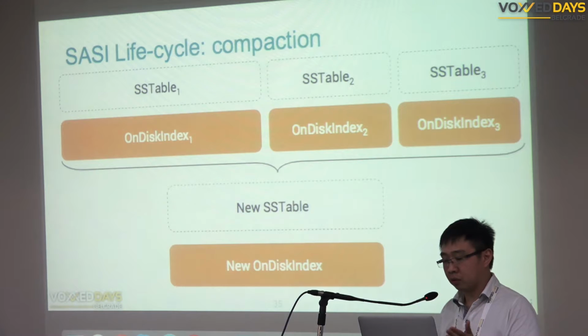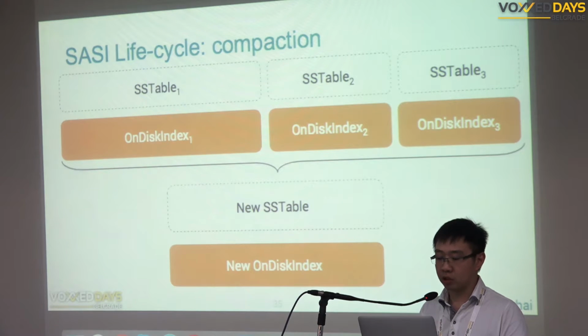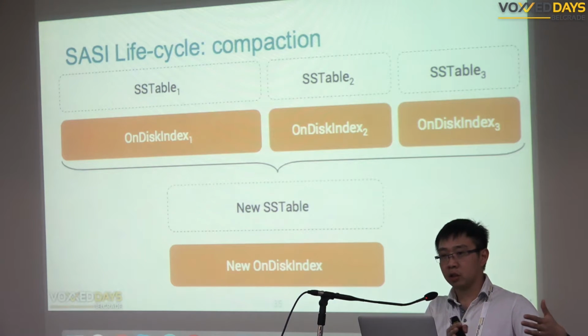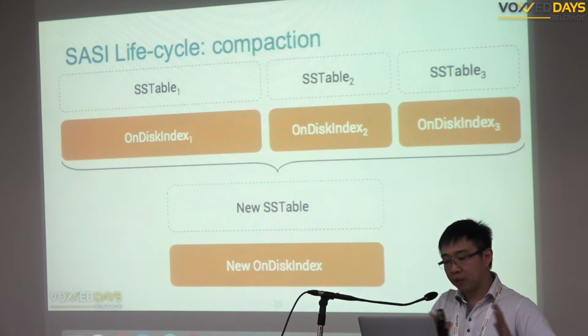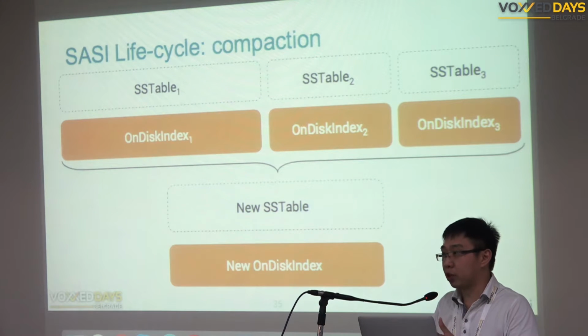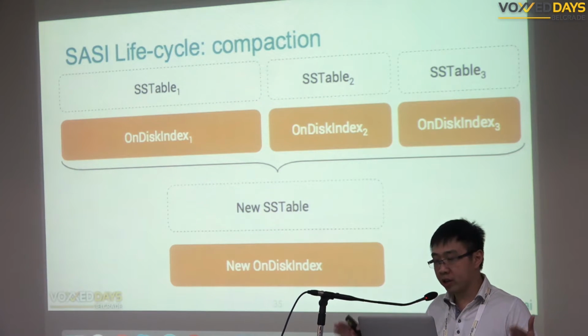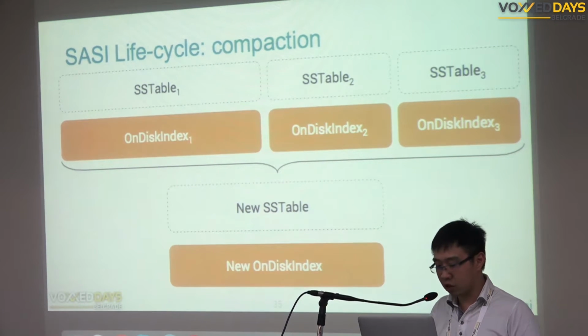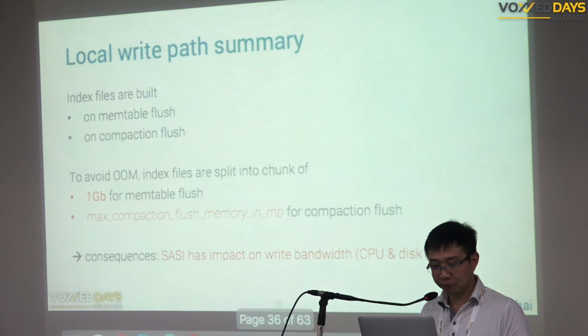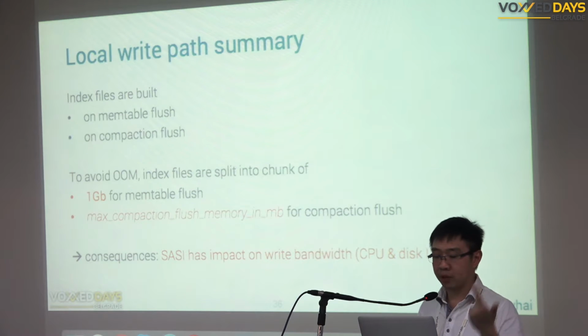Same behavior for compaction. Compaction in Cassandra is when there are too many data files, so Cassandra will merge them into a bigger one. The same for index files. All the index files will be merged into a new big one. So, summary. Index files are built on mem table flush from memory to disk or on compaction.